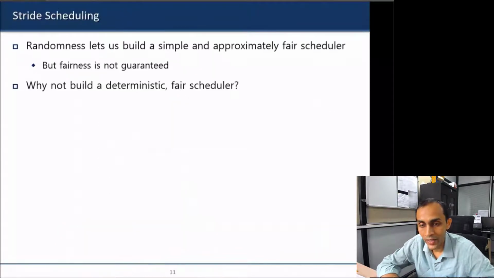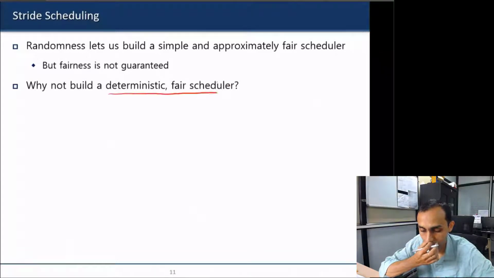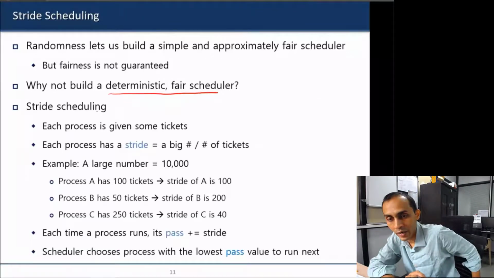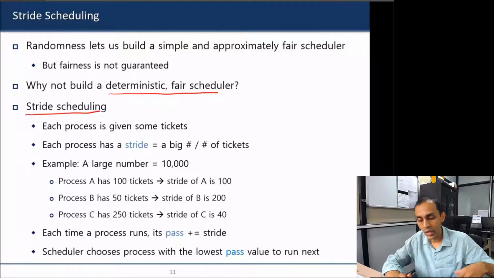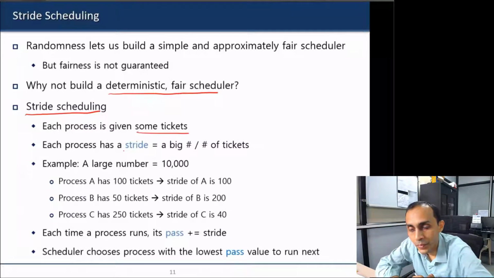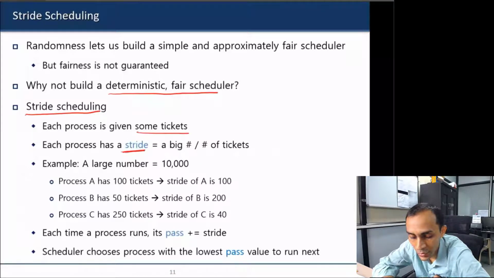But if you want to avoid this randomness, if you want a deterministic fair scheduler, there is also a simpler way to do that. The method is called stride scheduling. Instead of doing random number generation, you still give each process some number of tickets, but now each process will have a different stride value. We keep track of a counter for each process, and we increase that counter by a certain stride value, which depends on the number of tickets each process has been given.